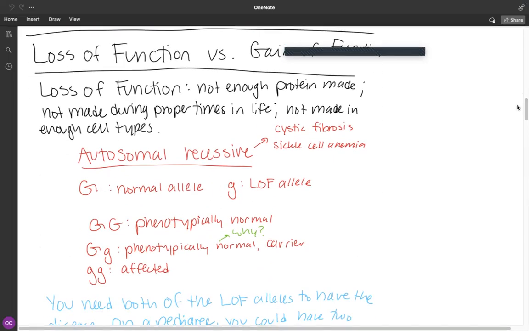And a big thing is loss of function versus gain of function. So loss of function is when there's not enough protein made, or it's not made during the proper times in your life, or it's not made in enough cell types. And when we talk about loss of function, we're talking about autosomal recessive diseases. The two that you need to know for the exam are cystic fibrosis and sickle cell anemia.